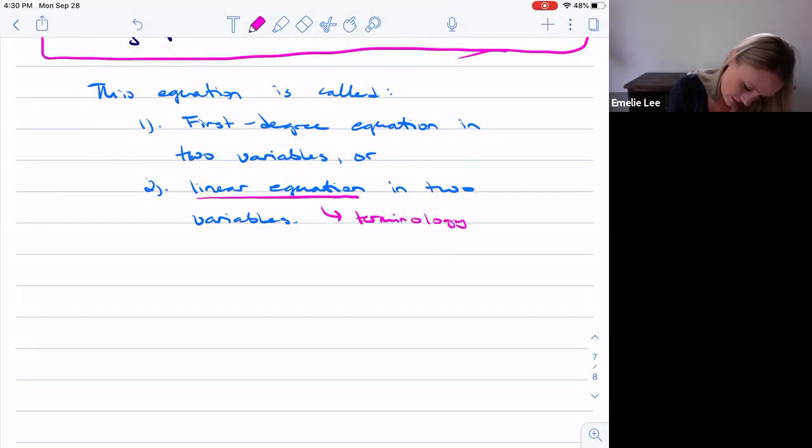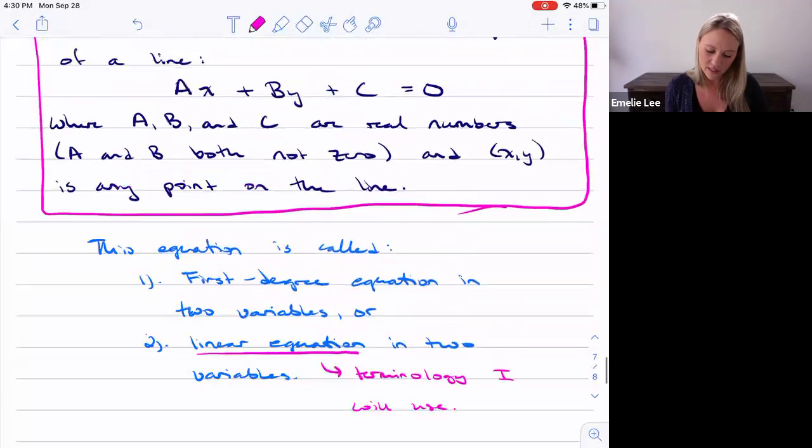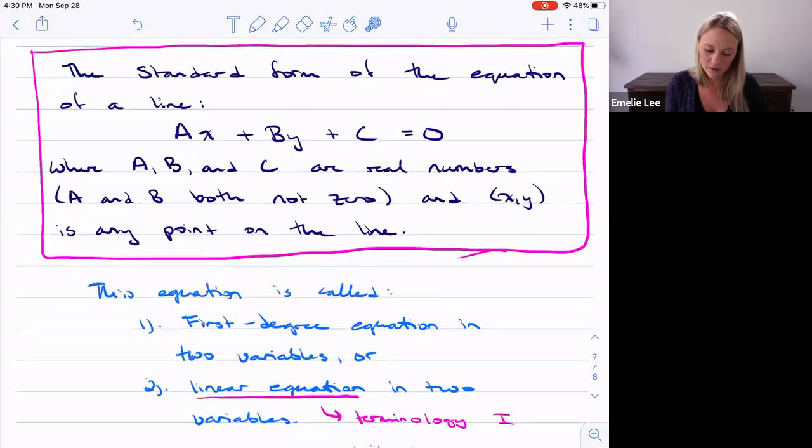Terminology you can use. No, isn't that like a campaign slogan? Terminology you can use. Terminology I will use. Okay, is a linear equation. Just an equation of a straight line. Straight line, blah, blah, blah. Okay. So this is the standard form of a line, right, of a linear equation.